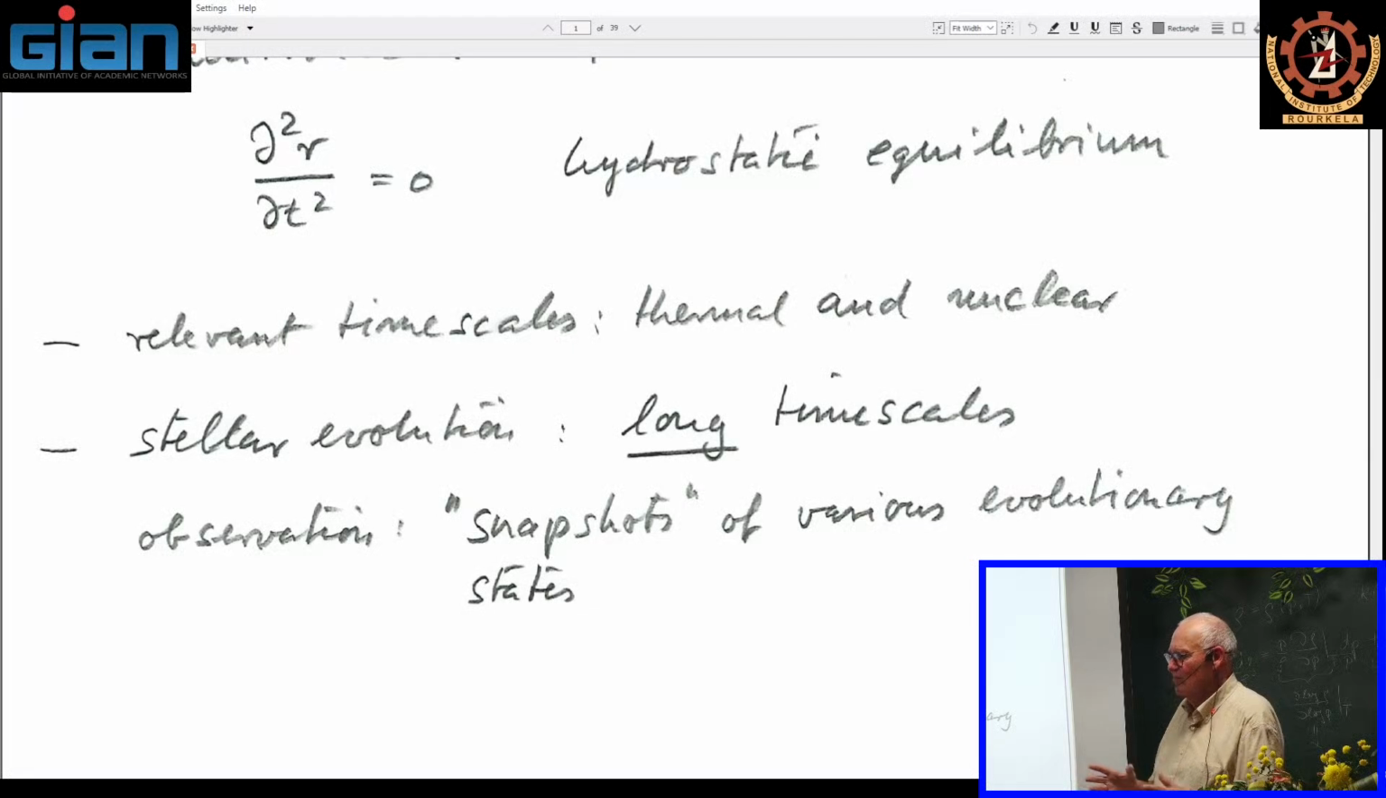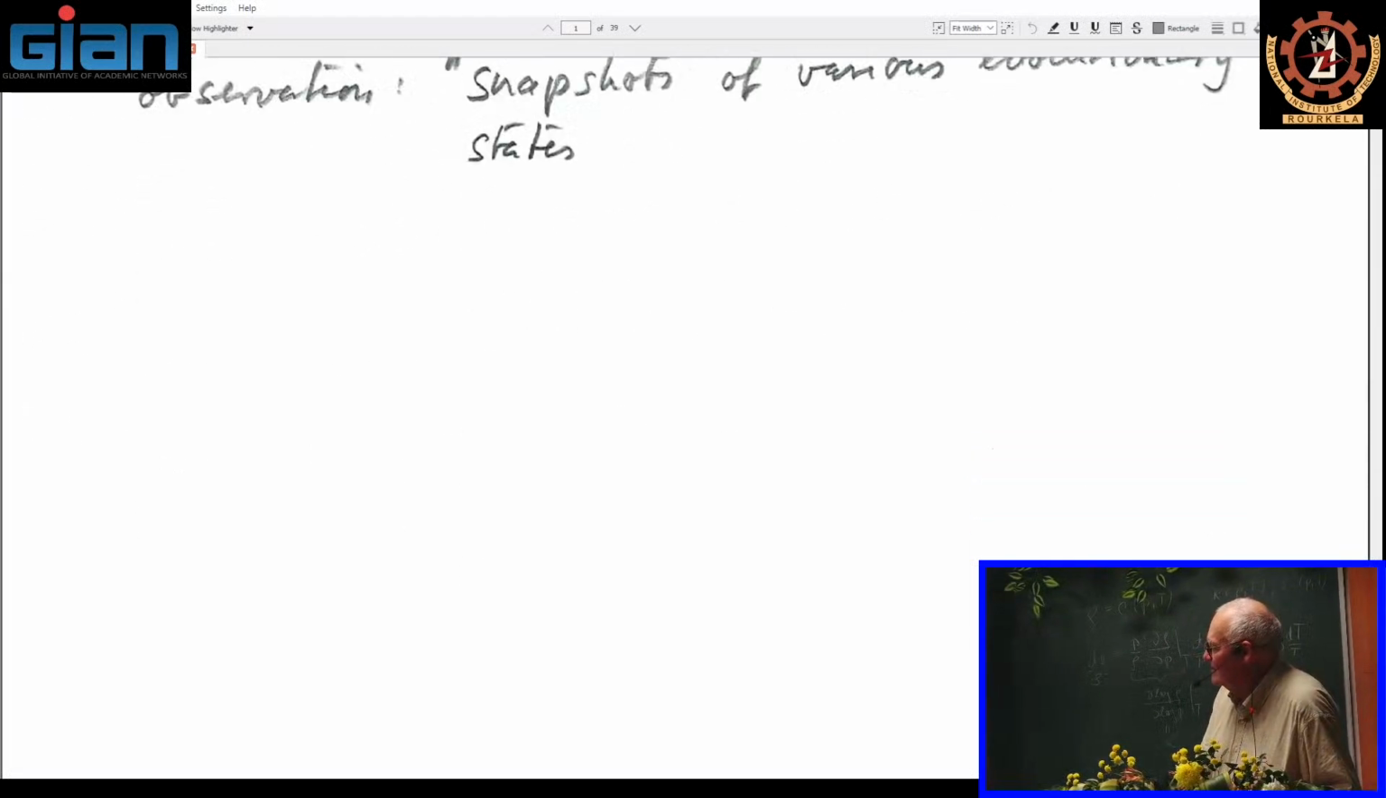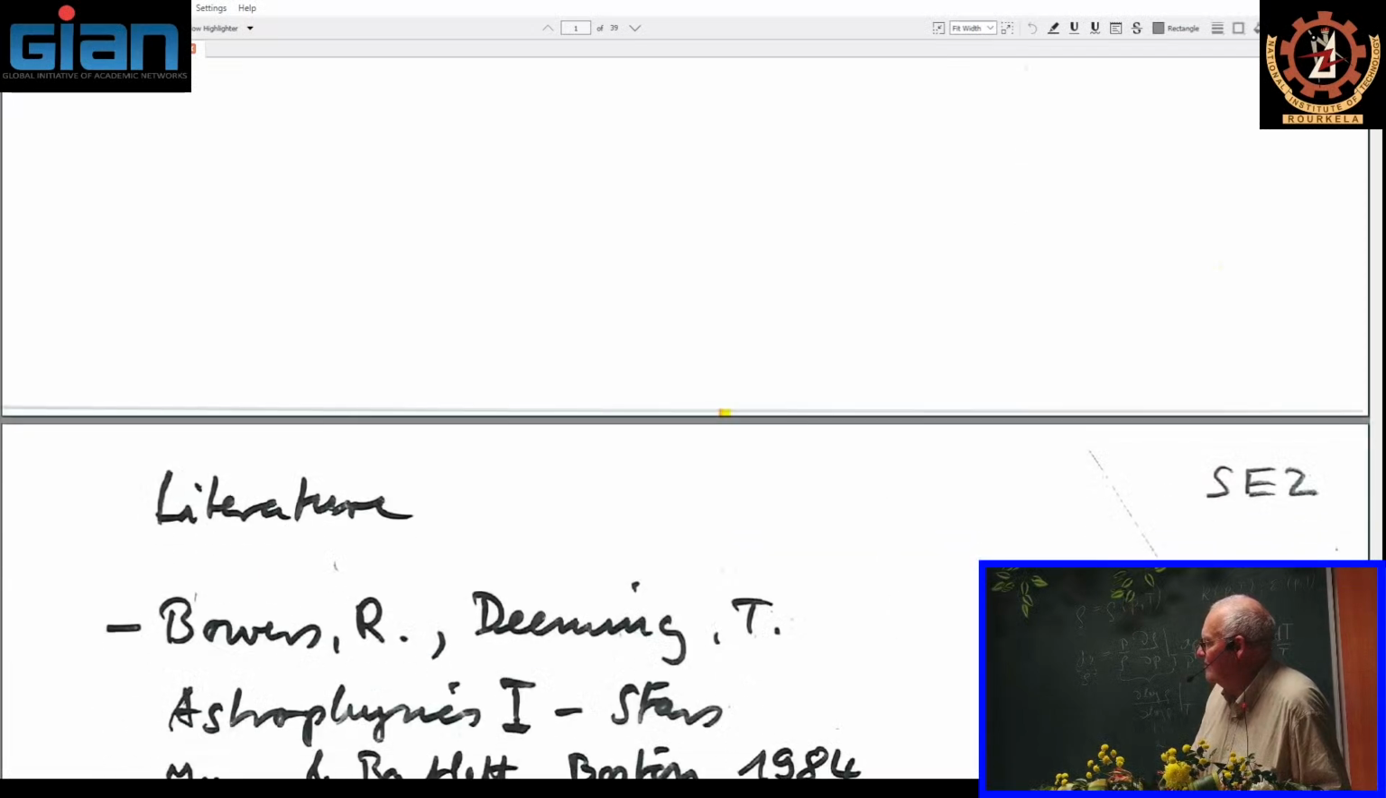So it might sometimes be rather complicated to decide where to put a star. What is the evolutionary stage of a star? It's sometimes pretty difficult, but this is the only way we can proceed, because we do not have access to these very, very long time scales. Okay, so this is the basis of what we are considering here.